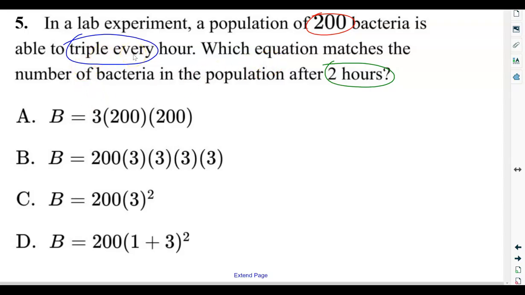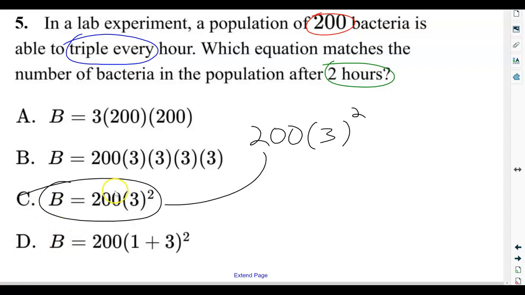There's no percent on this one. It just triples every hour. So we're going to multiply by 3. That's the common ratio, 3. And 2 hours, that's going to be our input. So we're going to write that out. No need to add 1 or anything on this one. So I just got 200, which is where I began, times 3 raised to the 2. All right, and that option is right here at C.